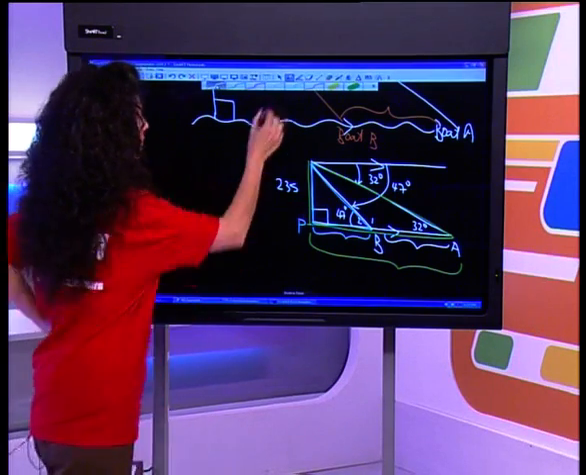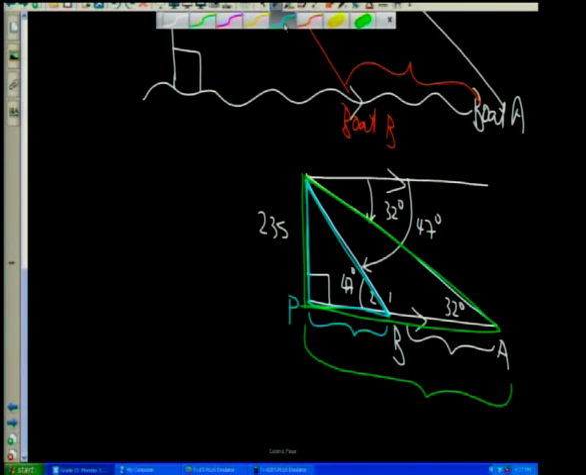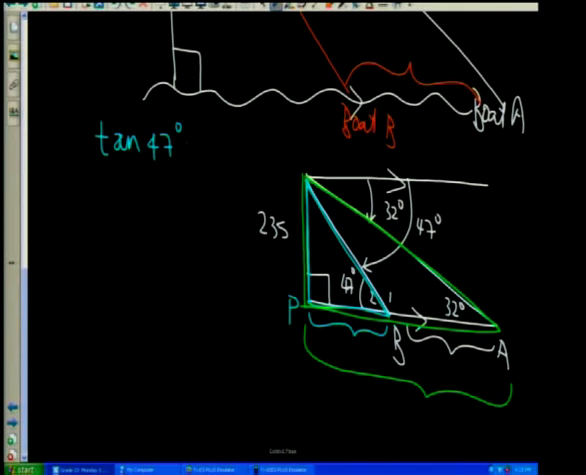In the blue triangle, 47 degrees is my focus, it's where I'm at. I would like to find PB, which in relation to the angle I've chosen is my adjacent. And the 235, which is given, is my opposite. So which ratio connects opposite and adjacent? My tan ratio. So in the blue triangle, tan of 47 is equal to opposite, which is 235, over PB, which is what I want to find.